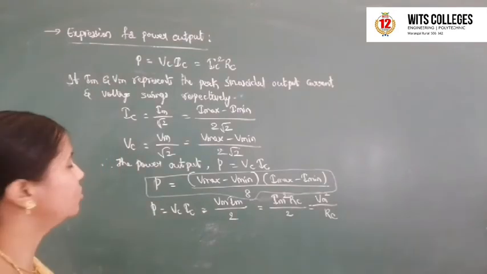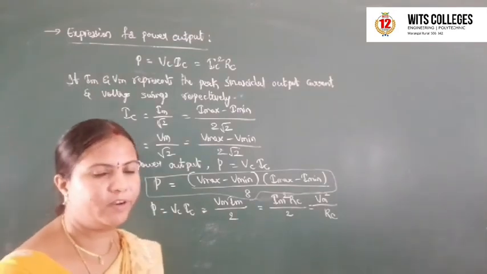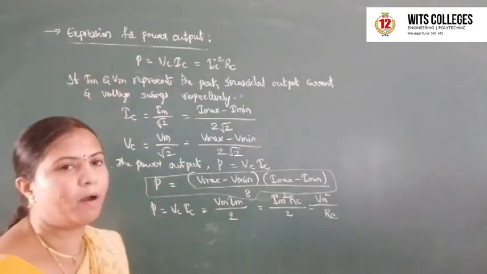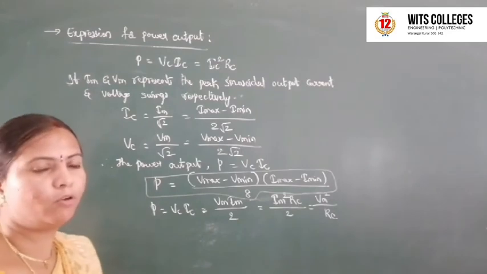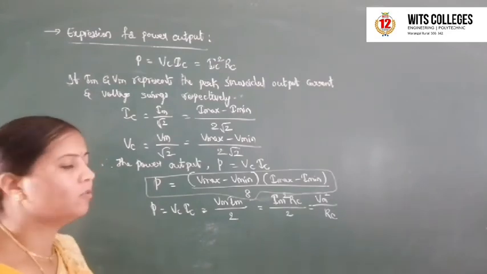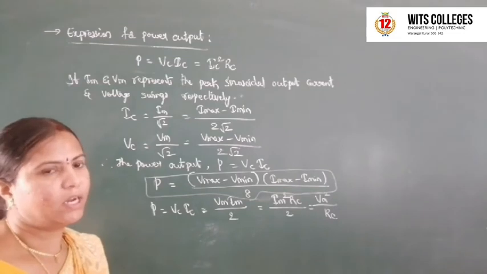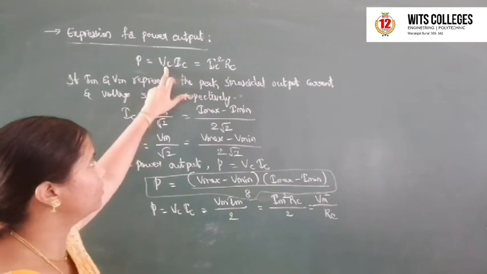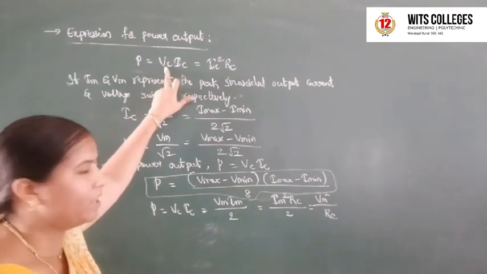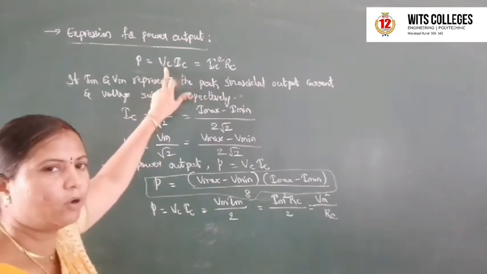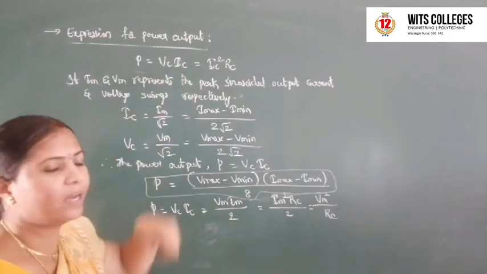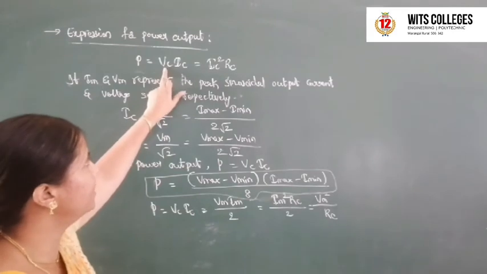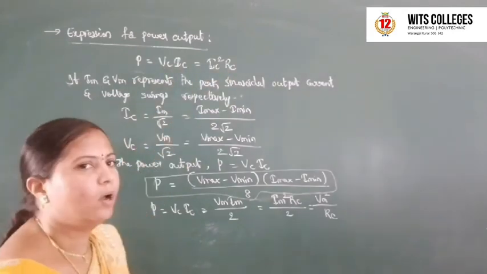Yesterday we discussed the operation of the class A power amplifier. Today we are going to derive the expression for power output. The power output P is equal to VC into IC, collector voltage into collector current. Collector voltage V equals I into RC, so if you substitute VC equal to IC into RC, it is equal to IC square into RC.